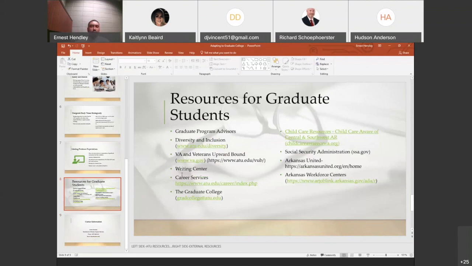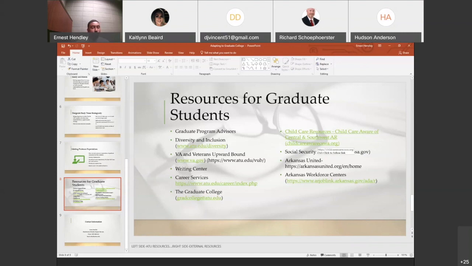If you're forgetting some things, maybe your grammar is a little rusty, the Writing Center is a very good resource. You can turn in some of your academic writing before you submit it for grade, and they can give you feedback on some grammatical instructions. Career services, if you're prepping for a career, have some specific goals in mind and you want to get ready or want to talk about the prospects, view some statistics, etc. Career services is very important. Obviously, we mentioned the graduate college.